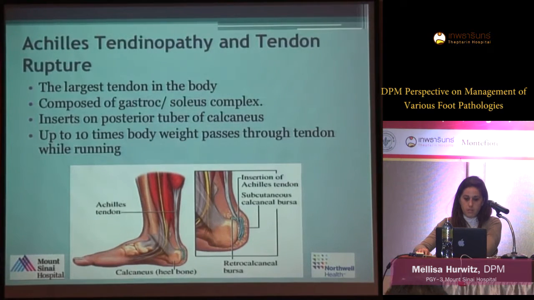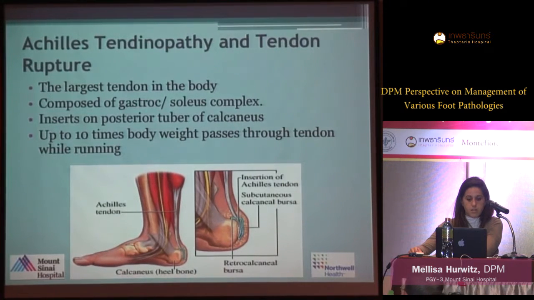Another thing that we will often see commonly in our practice are Achilles tendinopathy and tendon ruptures. This is a patient that comes in first with pain to the posterior heel and distal posterior aspect of their leg. The Achilles tendon endures a lot of mass, 10 times the body weight, passing through the tendon when you run. It's the largest tendon in the body. It is formed by two muscles, the gastrocnemius muscles and the soleus complex, which are the posterior leg muscles.